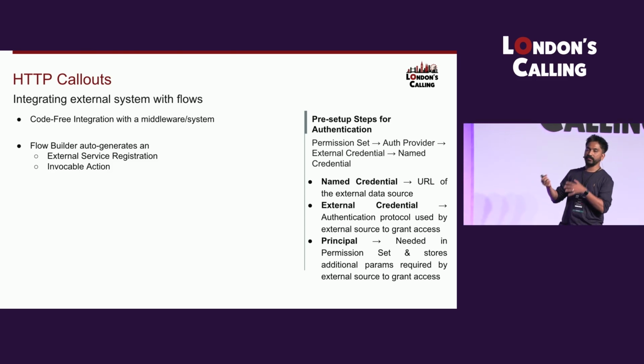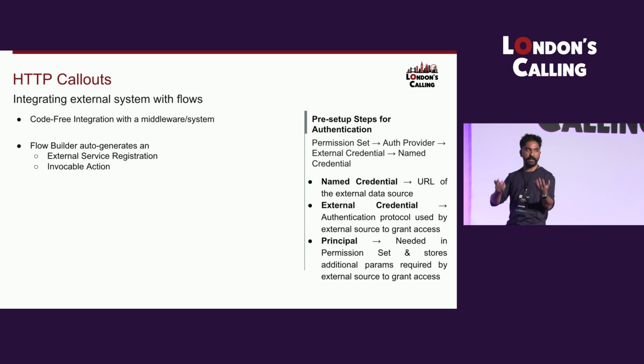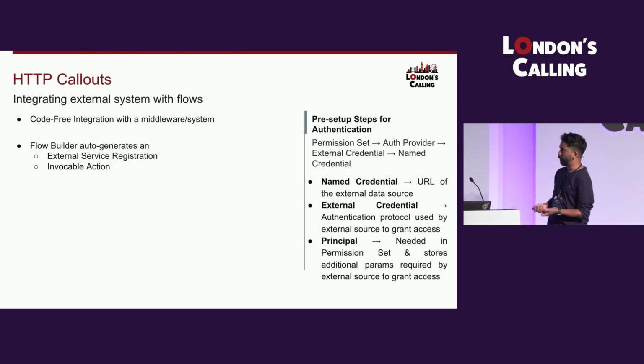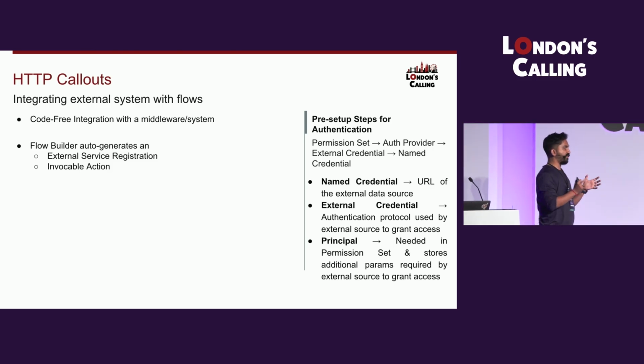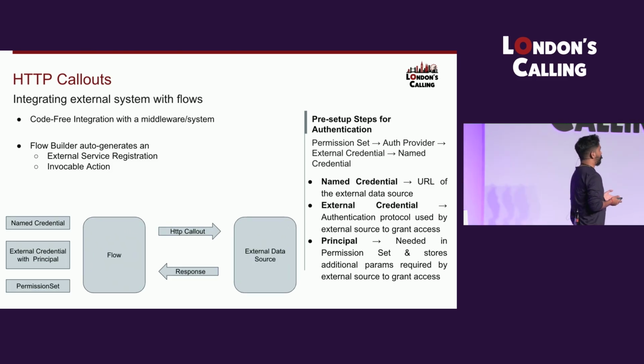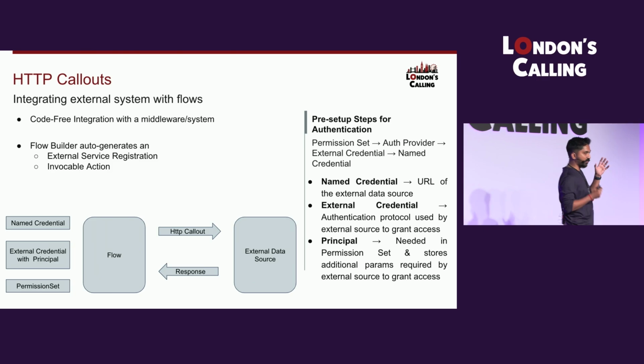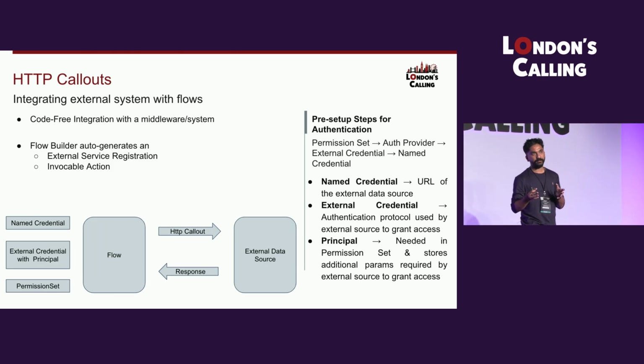But since our topic of the day is record trigger flow, I'm giving an example of how we use an HTTP callout from a record trigger flow. The key thing to remember is that if we have to make a callout, the most important thing is that we need to authenticate to the system we are making the callout to.